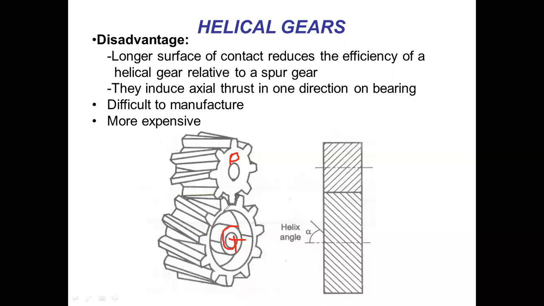And while engaging, when we give the input to the pinion and the pinion is right-handed, then the gear must be left-handed. If the gear is left-handed, then the pinion must be right-handed, and vice versa. If the pinion is left-handed, then the gear should be right-handed. This is the most important point while designing a helical gear.